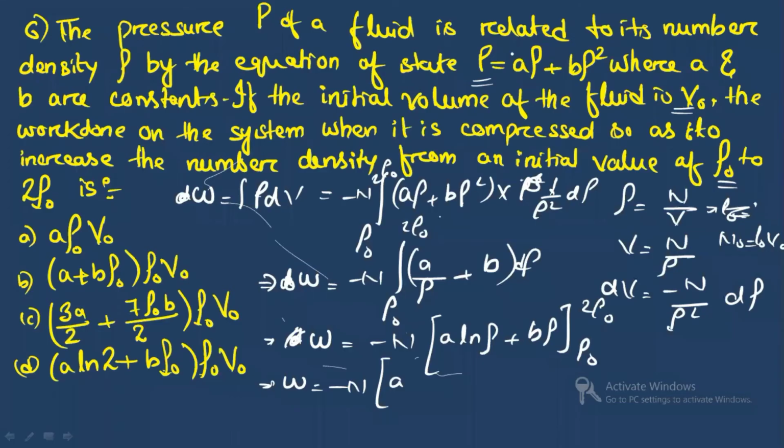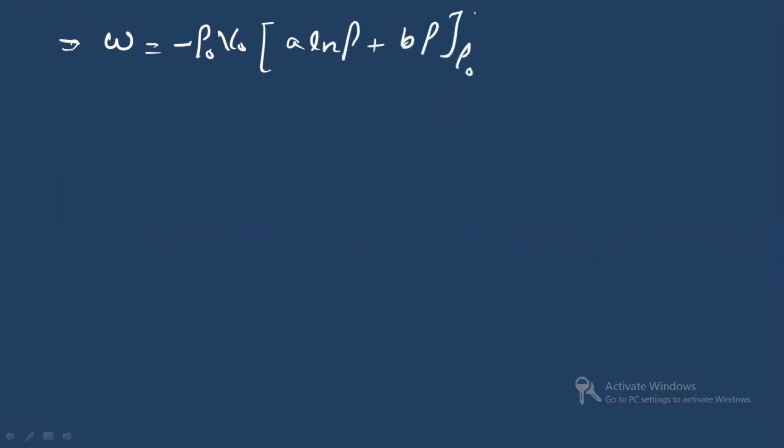Let me write the entire equation in the next page. What did we get? We got minus W is equal to minus n, that I'm writing to be minus rho naught v naught. Within the bracket, what we were having? We were having a ln rho plus b rho, with limits rho naught to 2 rho naught. Now I will split these terms. W is equal to minus rho naught v naught as it is.